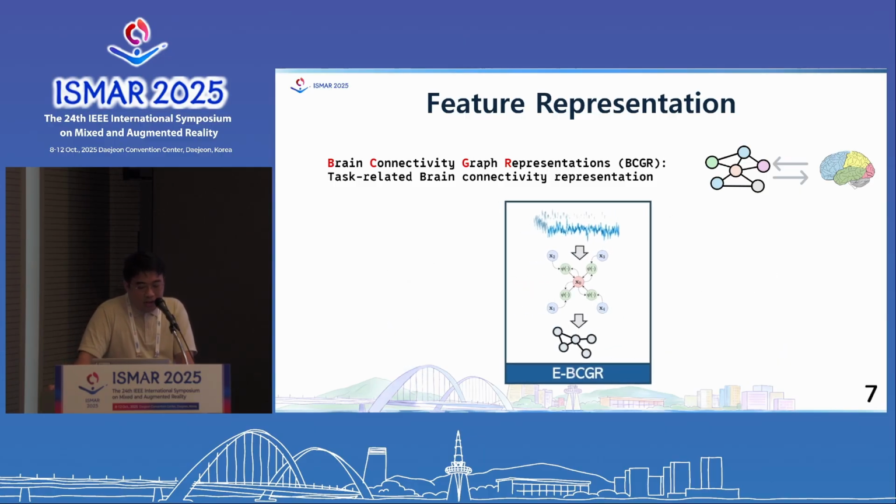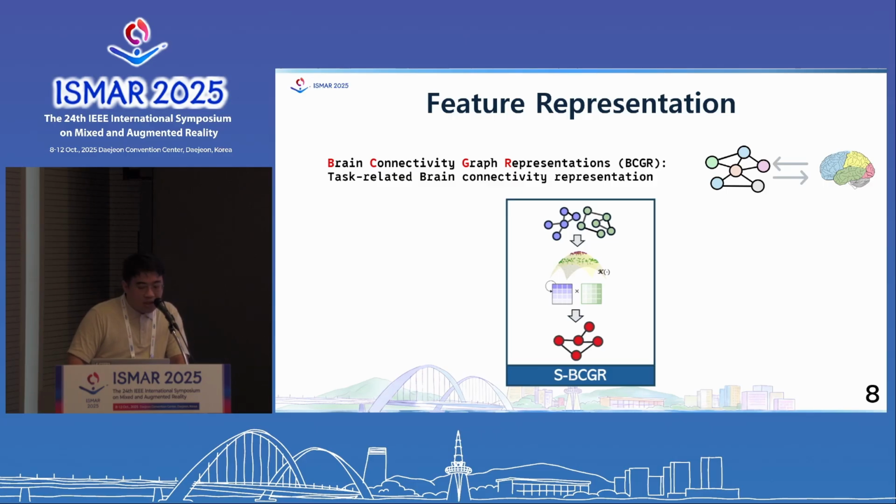The first, eBCGR. eBCGR is built from EEG signals. It captures functional connectivity patterns in the brain that are directly related to cybersickness. Because EEG provides real-time neural responses, this representation reflects how the brain dynamically reacts during the VR exposure.